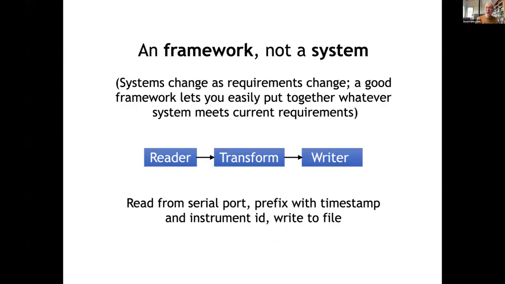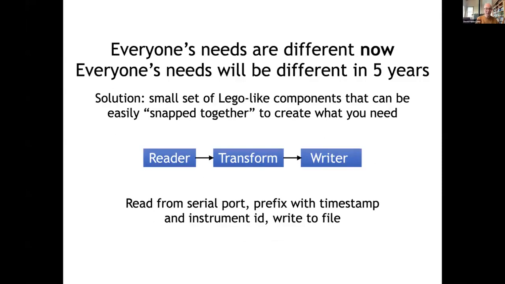As I said before, it's a framework, not a system. Different systems' requirements change. A good framework lets you put together what you want. The way I look at this, I often describe it as a bunch of Lego pieces that can get snapped together to build the system you want. The basic components are readers, transforms, and writers. For example, you read from a serial port, you transform it by putting a timestamp on it, putting an instrument ID on it, and then you write it to a file or wherever.